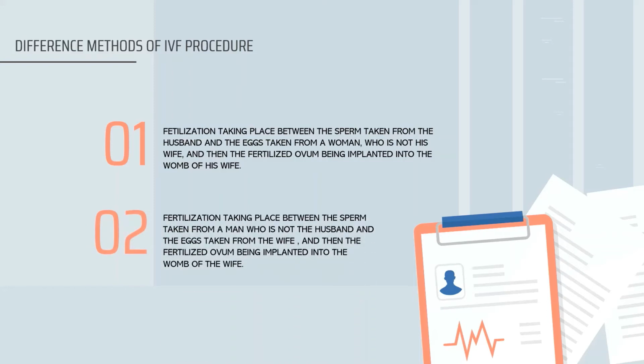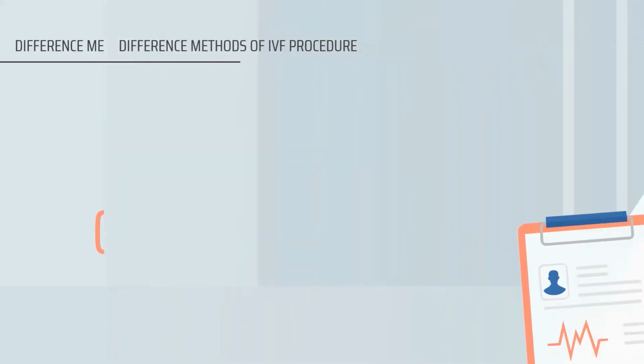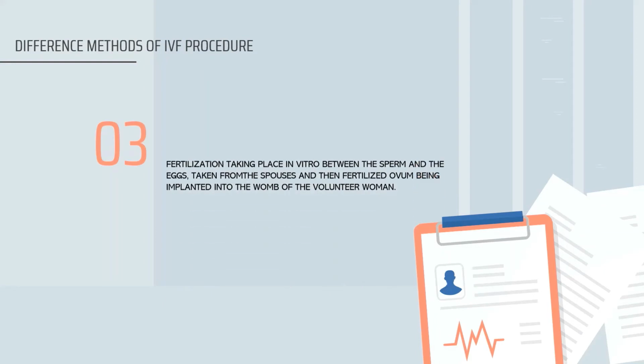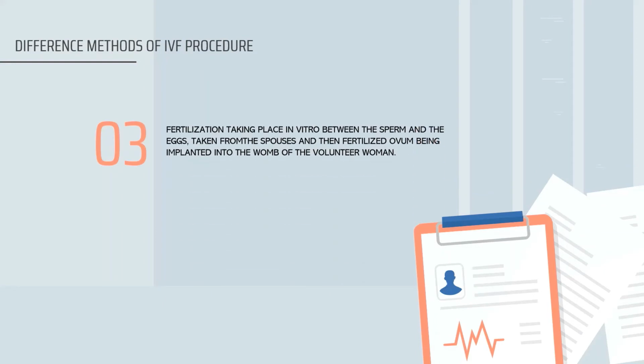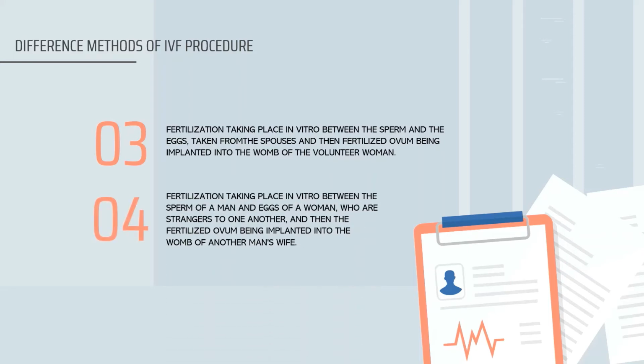And then the fertilized ovum being implanted in the womb of the wife. The third one being fertilization taking place in vitro between the sperm and the eggs taken from the spouses, and the fertilized ovum being implanted into the womb of the volunteer woman. The fourth one being fertilization taking place in vitro between the sperm of a man and eggs of a woman who are strangers to one another, and then the fertilized ovum being implanted into the womb of another man's wife.